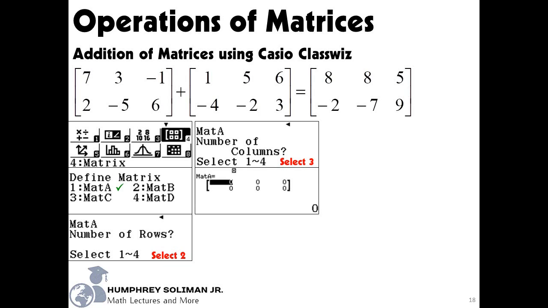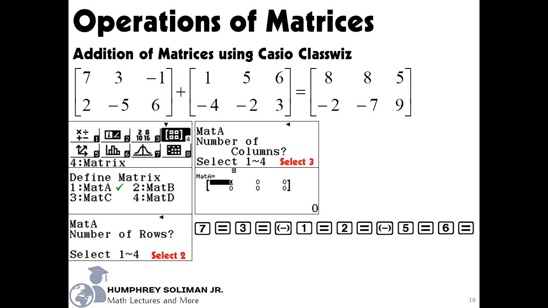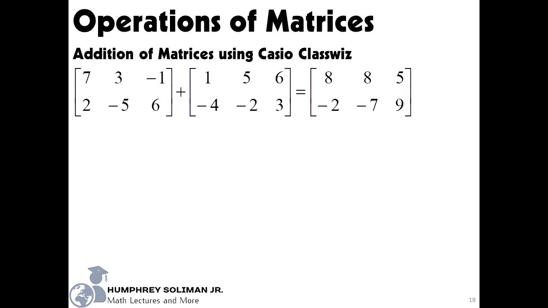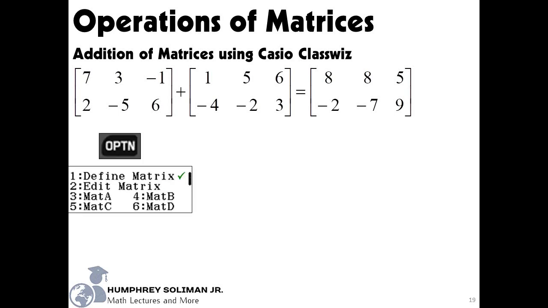It will start from the top left element going to the right, followed by the next row from the left element going to the right. You can follow the string of keys if you like. For our next matrix, we will press the option key, and we will choose option 1 to define our next matrix. Then, we will select option 2 for matrix B.